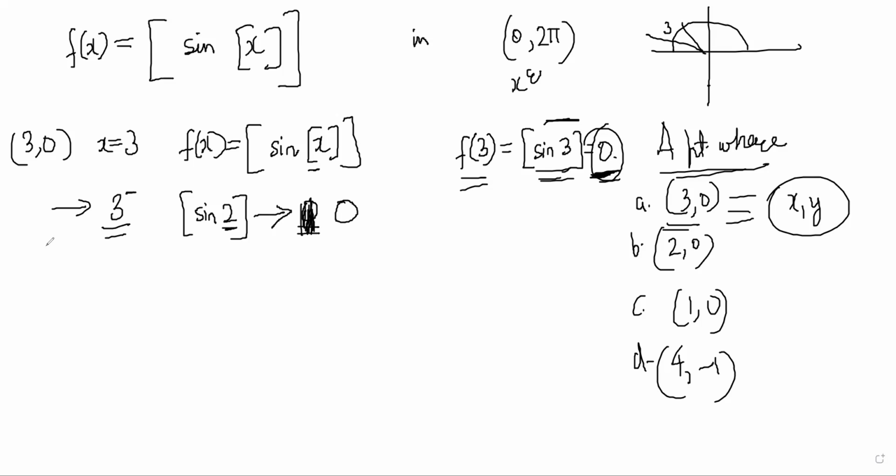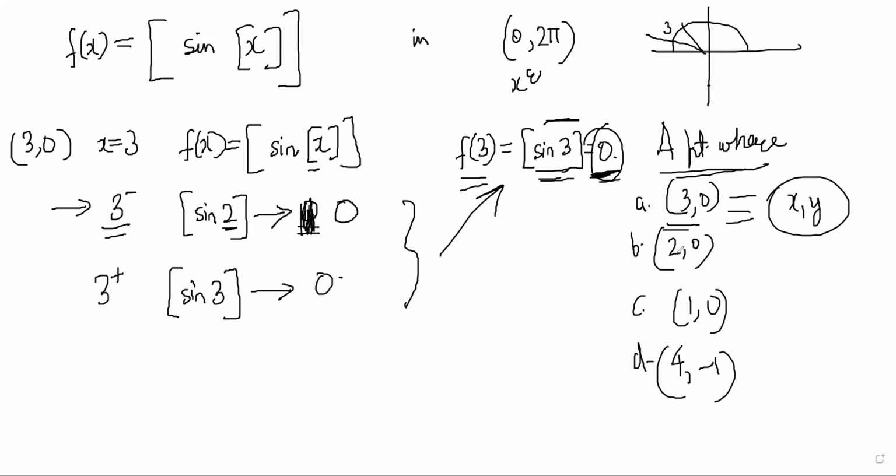So the left hand tendency is 0. For the right hand tendency, let's think of 3 plus. Now it is GIF of sine 3 only, and that is also 0. So it is continuous here.